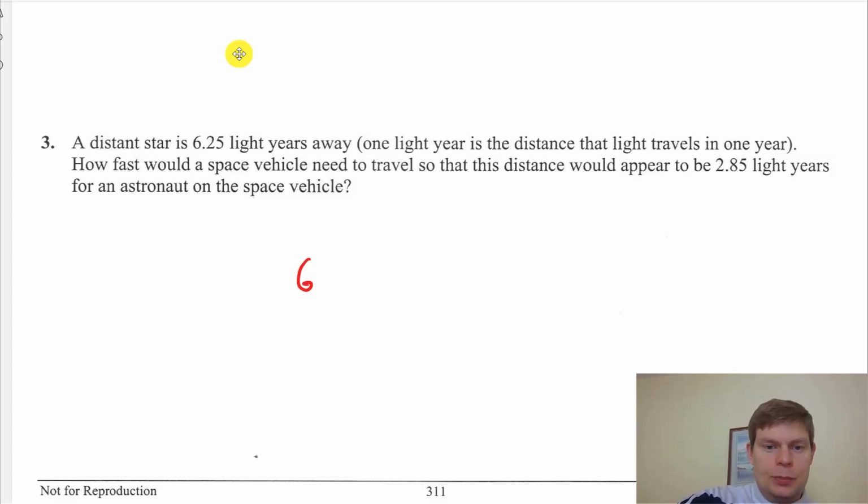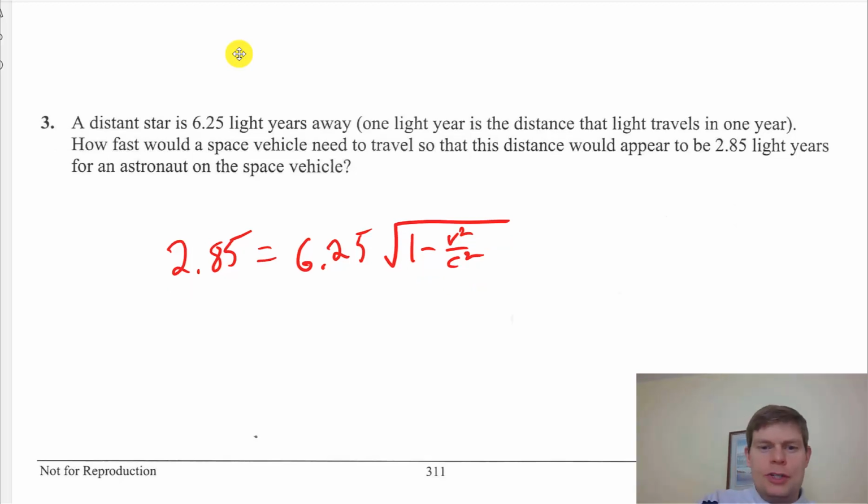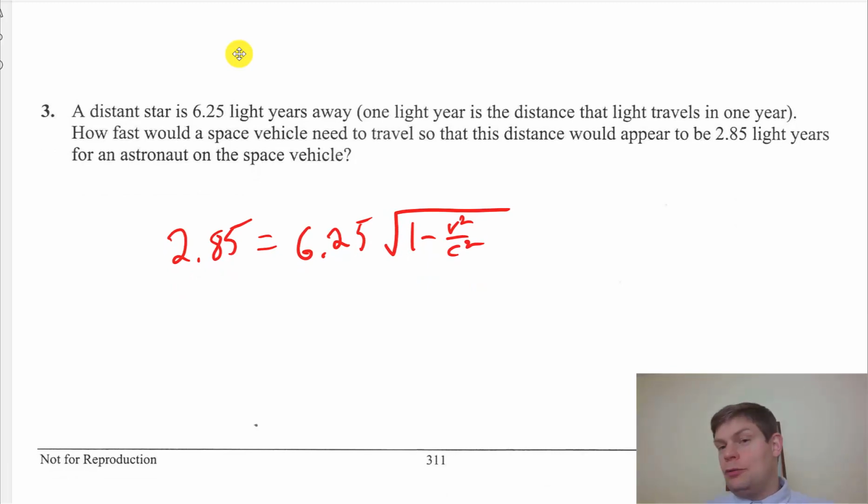If it's 6.25 for us at rest relative to the universe, maybe, times the square root of 1 minus v squared over c squared is going to equal 2.85. And notice how before when we solved for v squared, it ended up looking kind of like this with v and c for the time dilation for that question we did. Now it'll flip a bit.